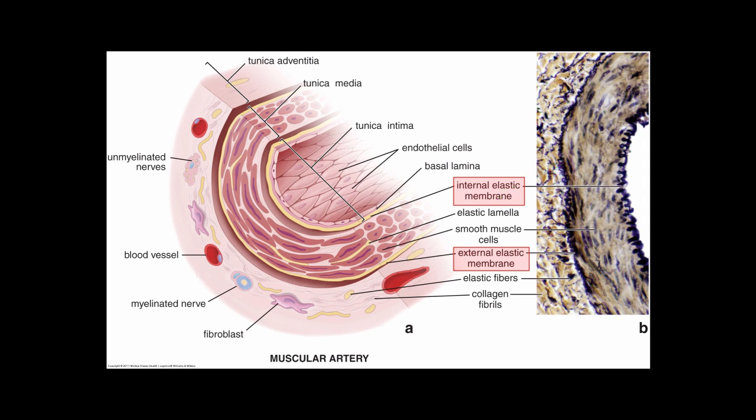It's kind of a matter of semantics if you want to consider the internal elastic lamina as part of the tunica media or part of the tunica intima, and if you want to consider the external elastic lamina as part of the tunica media or the tunica adventitia. It's not really that significant how you look at these as long as you realize that the internal and external elastic laminae serve as the boundaries for the tunica media.